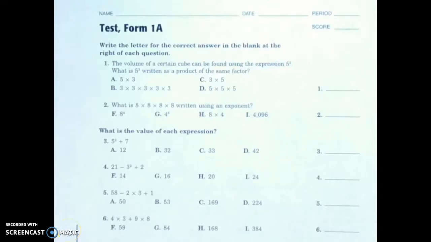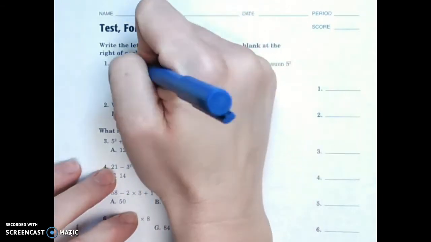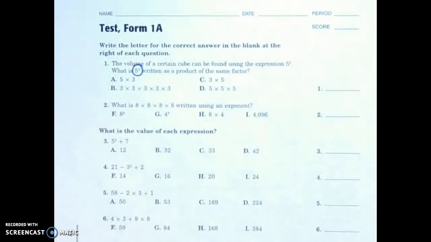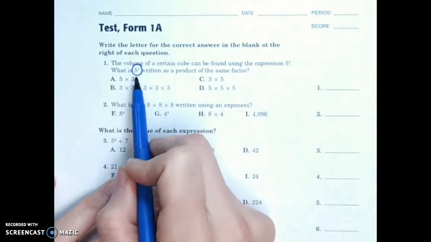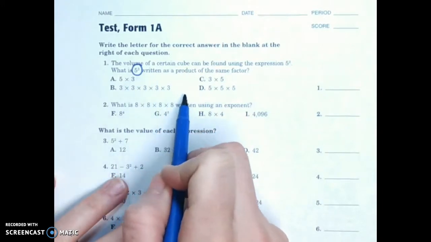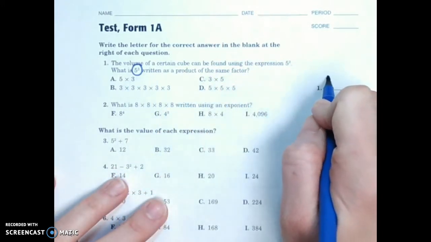Okay, we're looking at our Chapter 6 review today. Let's go over the problem. The volume of a certain cube can be found using an expression 5 to the third. What is 5 to the third written as a product in the same factor? So that means 5 is going to be written 3 times, so our answer is letter D.